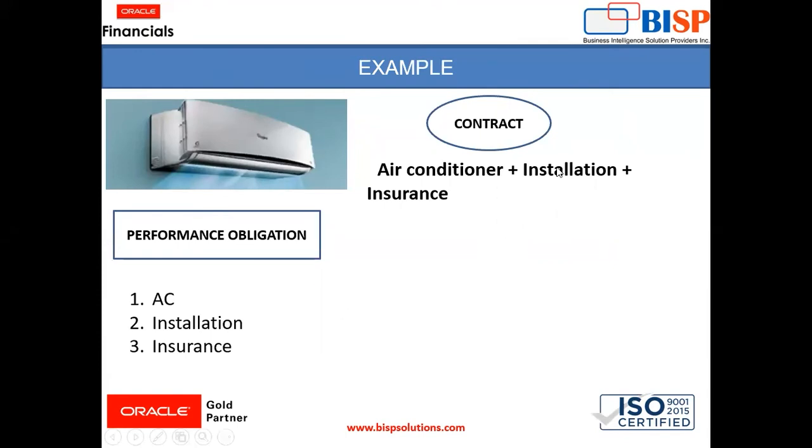Now moving on to the second step, which tells you to identify the performance obligations in a contract. So first of all, what is a performance obligation? A performance obligation is a promise in a contract with a customer to transfer distinct goods or services to the customer. Like here in this example, the contract includes 3 performance obligations. First is delivery of the AC, second is installation of the AC, and third is the insurance. So these are the 3 performance obligations in it.